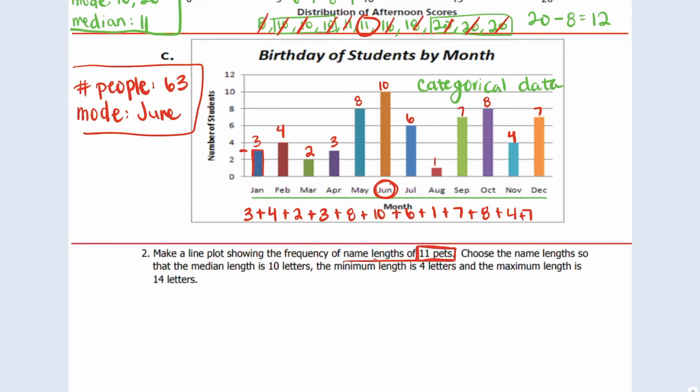Now, remember, we're making a line plot, and line plots have number lines. So we're going to go ahead and set ourselves up with a number line here. Okay. Now, this 11 pets, that's how many total pets there are. So on our line plot, we should have 11 x's. Okay, we're gonna read the rest of this paragraph to figure out where those 11 x's are gonna go.